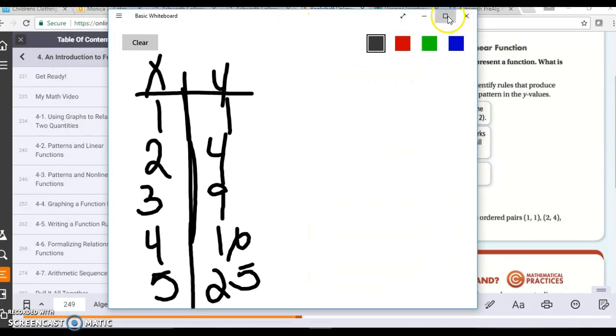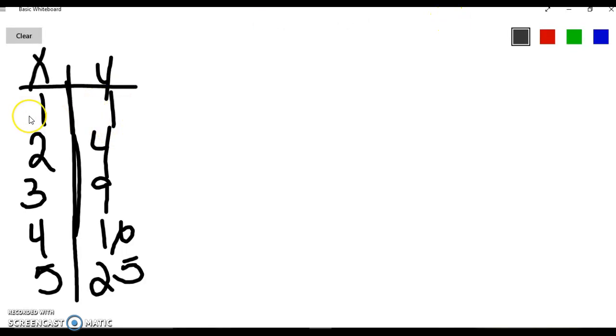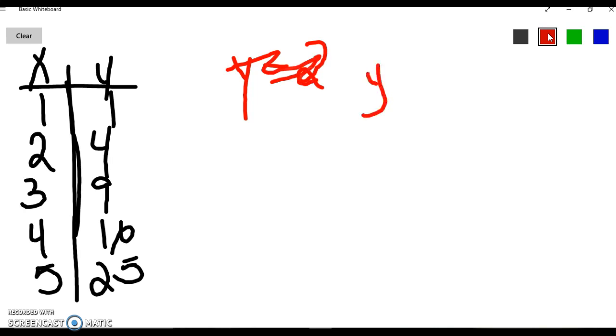Alright, so let's talk about it. So let's see. If I multiply everything by 1, let's try one. Let's say y equals x times 1. So y equals x. Oh, we can easily see that's not it, right? So we'll cross that one out.